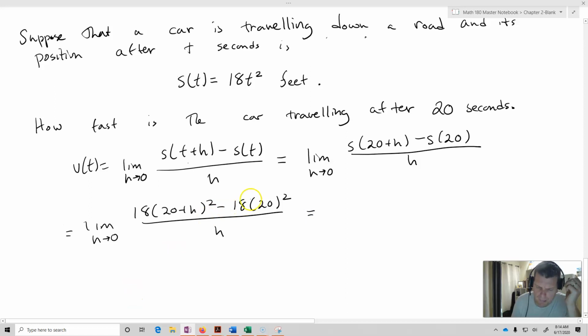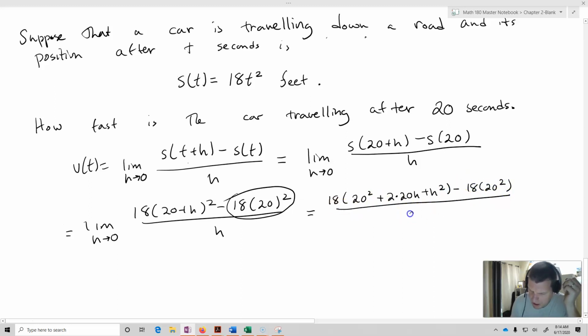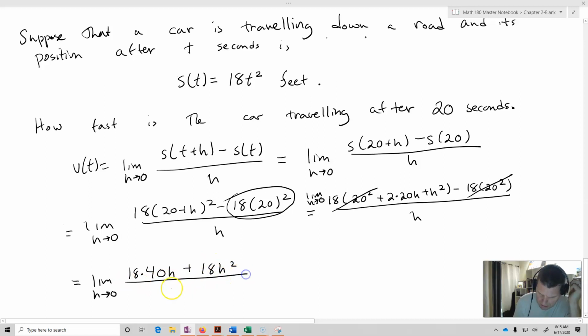Now, remember, we're expecting that this piece is going to go away, and it will. You'll see in a moment. So this is going to be 18 times 20 squared plus 2 times 20h plus h squared, minus 18 times 20 squared, all divided by h, still as the limit as h approaches 0. Now you can see the 18 times 20 squared terms go away, and we're left with the limit as h approaches 0 of 40h times 18, plus 18h squared, all divided by h.